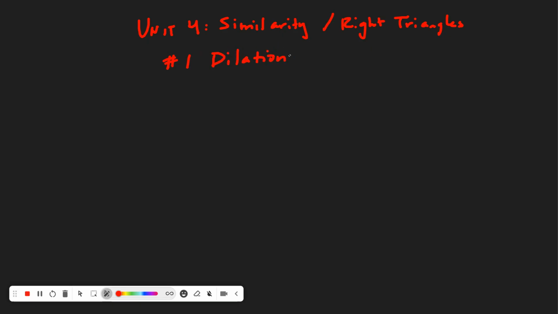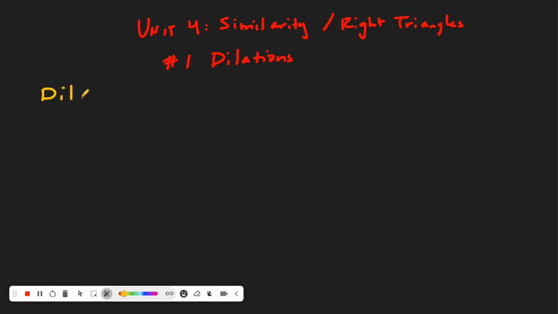Dilations. So dilations is actually a transformation. It's the last of 4 transformations. We just didn't talk about it when we came to reflections, translations, rotations, because dilations are not rigid motions. We'll talk about that as we go through. Okay, so what in the world is a dilation?